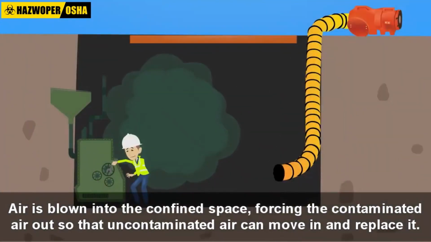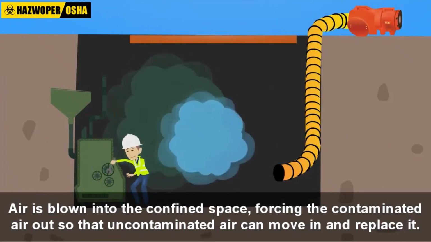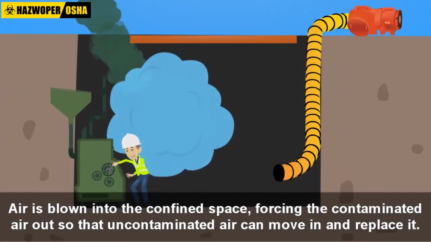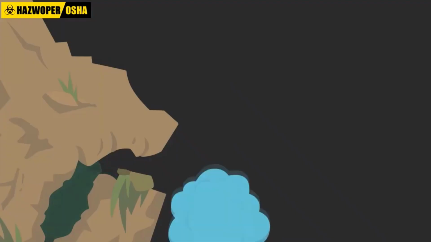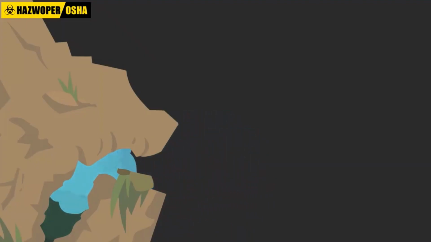In case of positive pressure ventilation, air is blown into the confined space, forcing the contaminated air out so that uncontaminated air can move in and replace it. Positive pressure ventilation also does a good job of scouring into hidden nooks and crannies, to make sure no contaminated air is hiding in such places.